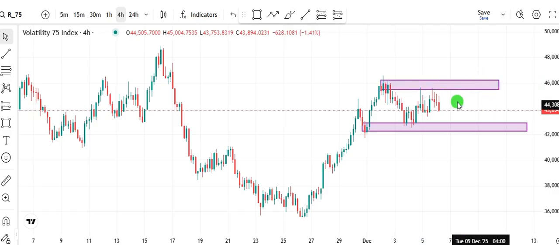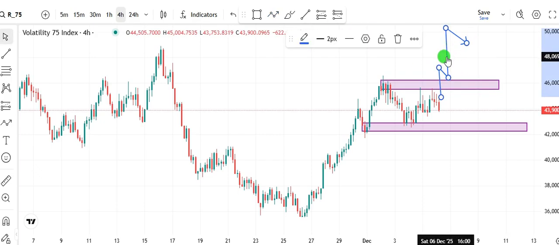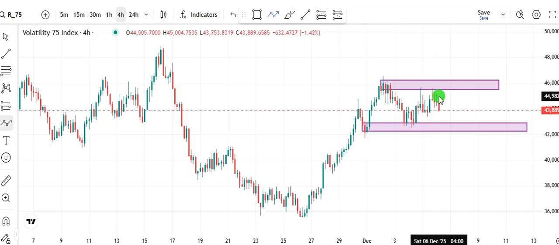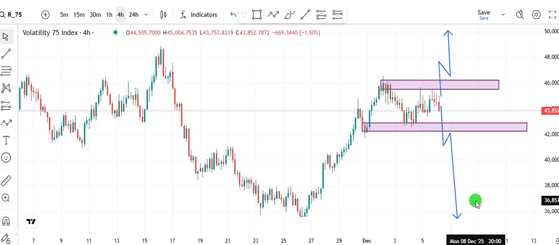So what you want to see now is a break. The main entry for us is to see a breakout from this, then a retest of this, then we think of going long. But if that does not happen, if it breaks below this, we wait for a retest and I think of going short. Of course, it's good to my next target right here on the short side. So this is what I'm looking at on Volatility 75.